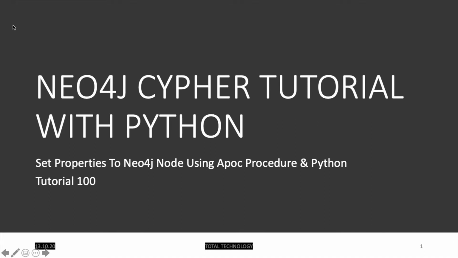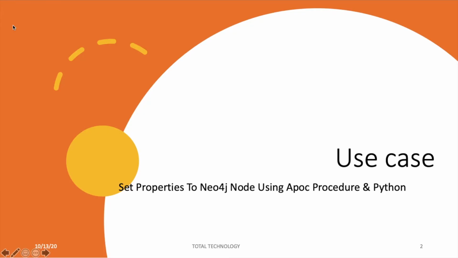My tutorials always have two parts. The initial part is using plain CYPHER queries, and the second part is going to be the same thing with Python code. The same thing is going to be followed in this tutorial. There is not much exception for this tutorial as well. So first part will be pure CYPHER, and the second part will be CYPHER and Python. So, set properties to Neo4j node using Apoc procedure and Python. This is a very simple topic.